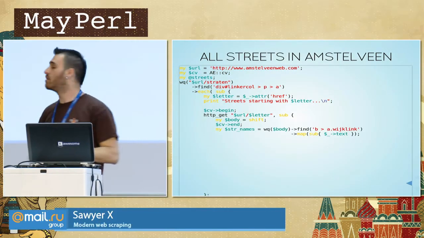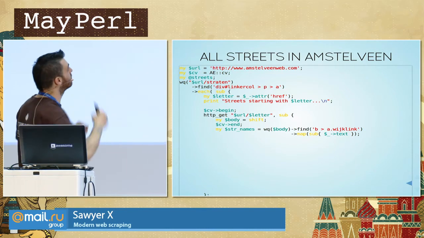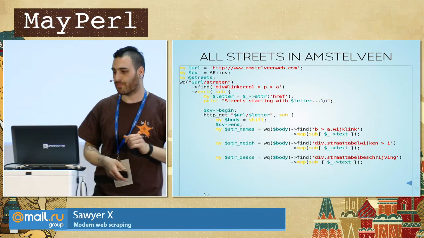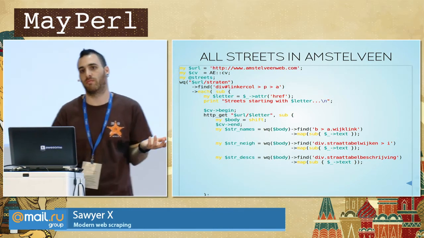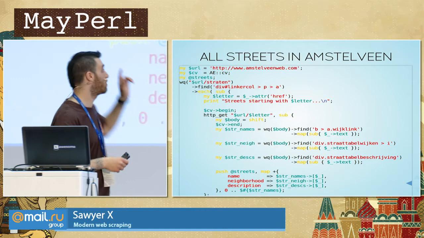So now I make a request using AnyEvent HTTP for the page that has the letter. I get the body back. And because WQ runs not only on links, but also on HTML content, first of all, I call end, saying this request is done. And then I can say run on whatever content I got back and find inside it all these things. This will be the street names. This will be the neighborhoods. This will be the descriptions. In this case, I'm using map in order to run something on each element it finds. And then I just push all of them into the streets array that I have there.